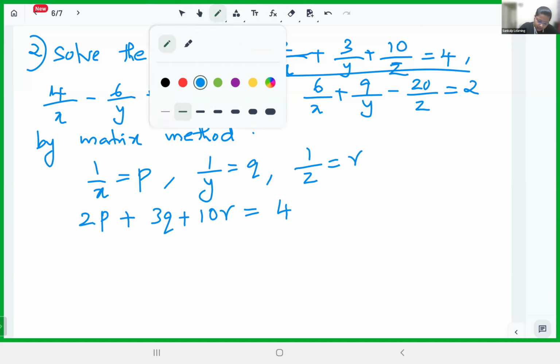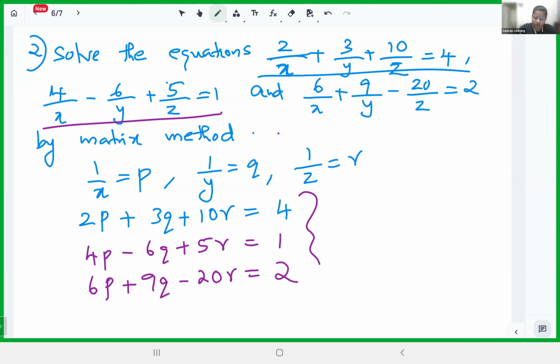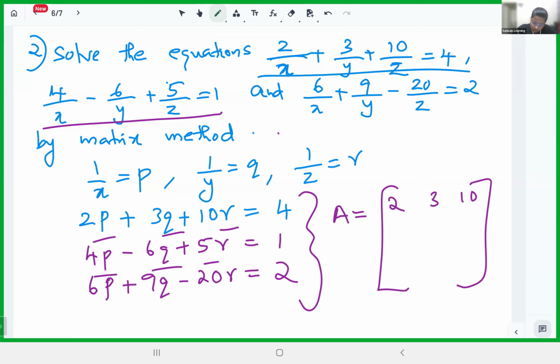Similarly, there will be a difference for the other equations also. So this can be written as 4p minus 6q plus 5r is equal to 1. And the third one will be 6p plus 9q minus 20r is equal to 2. So these are our system of equations. And from this you can easily write matrix A. Matrix A is equal to the coefficients of p, q and r. So it is 2, 3, 10. And the second one is 4, minus 6, 5. And third is 6, 9, minus 20. So this is our matrix A.